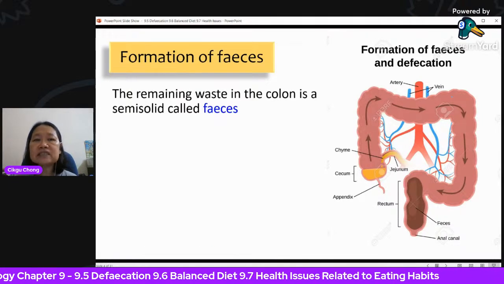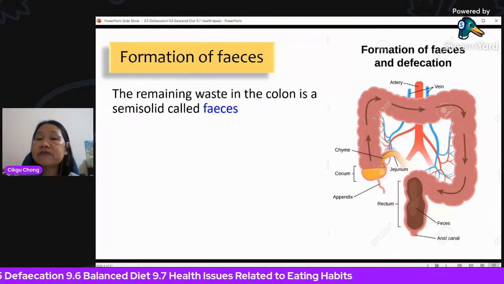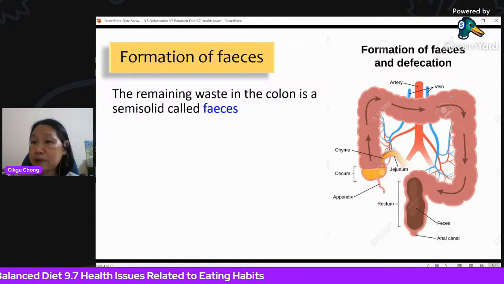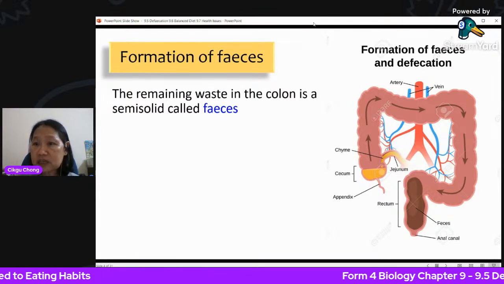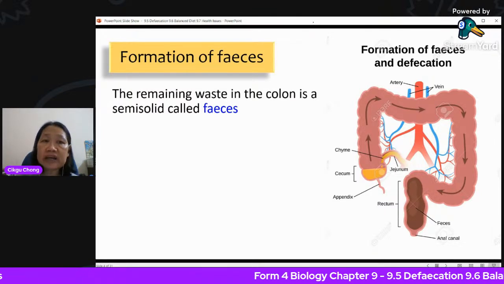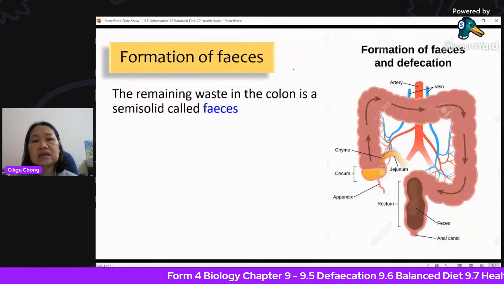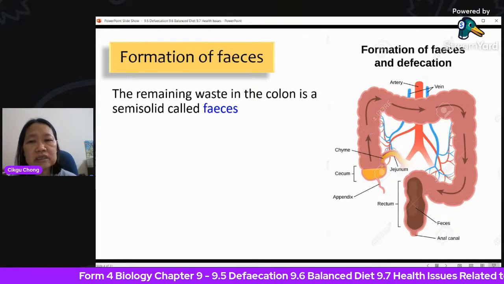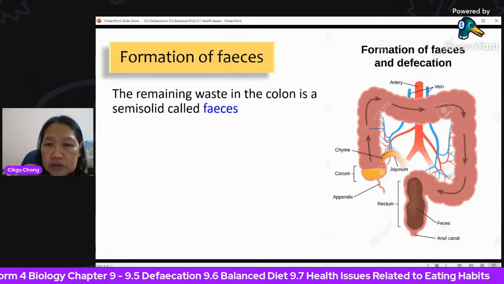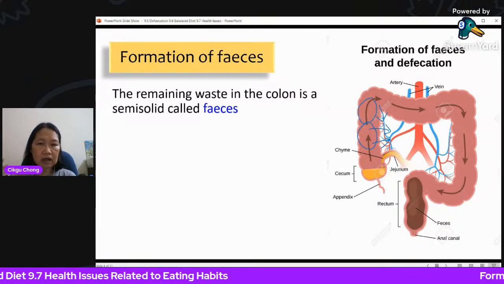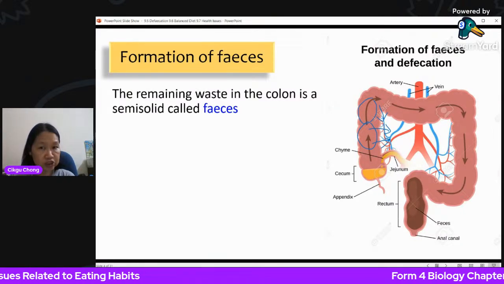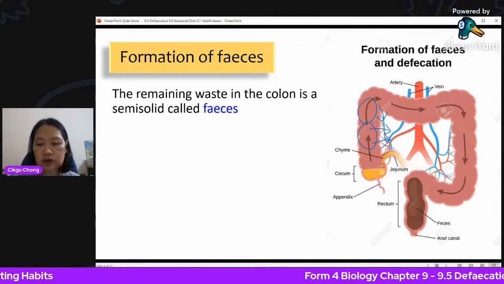So the remaining waste in the colon is a semi-solid called feces. This is the British spelling with the A, feces. And as it moves along, it will become drier and drier as more and more water is reabsorbed back into the blood. So this feces inside the colon or the large intestine will become drier and more solid.